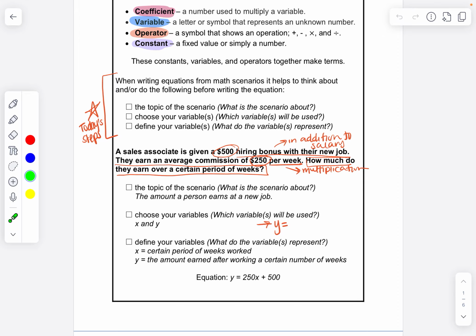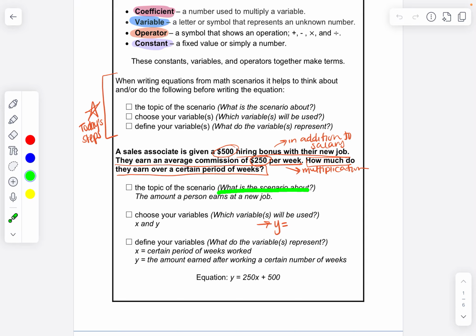Then from there, they earn an average commission of $250 per week. $250 per week. From the work that we've been doing over the past few days, we know that per indicates that we are multiplying. How much do they earn over a certain period of weeks? The goal is to get to the equation, so we are going to use the 3 questions to figure it out.